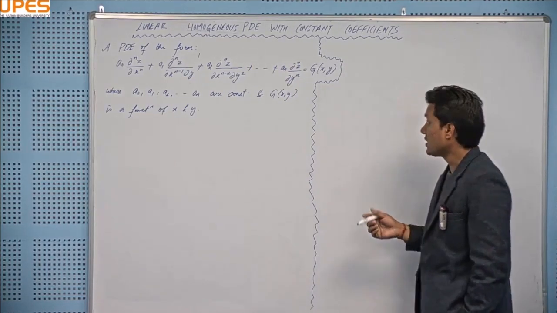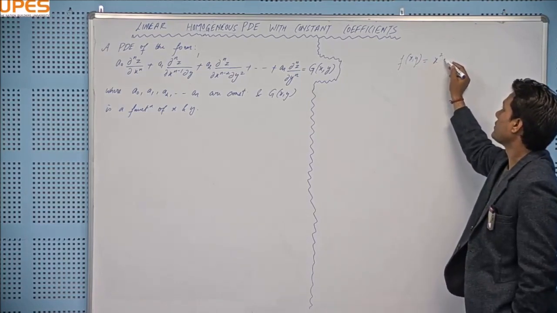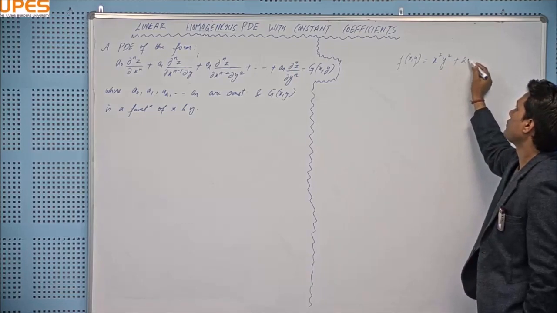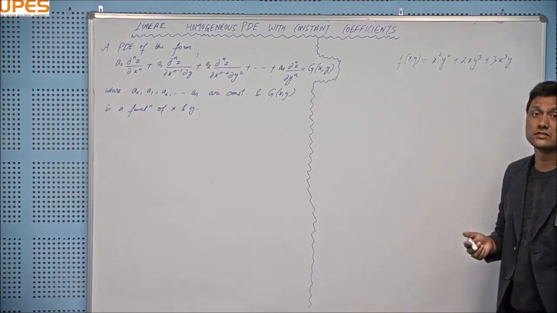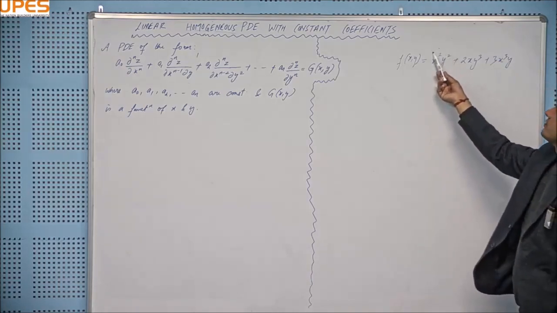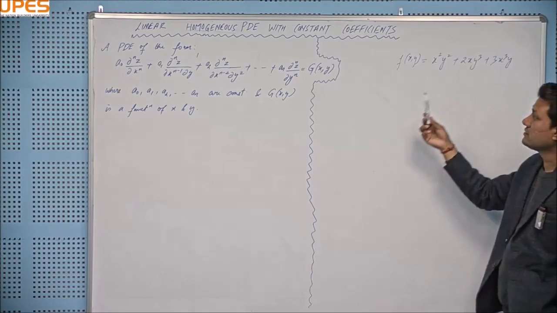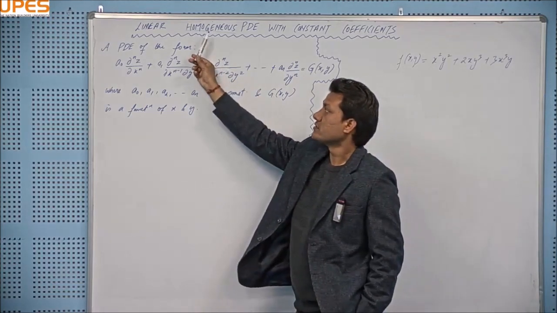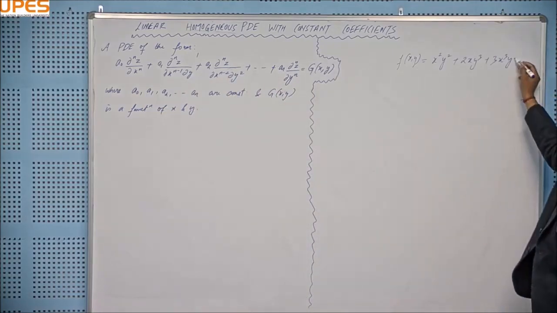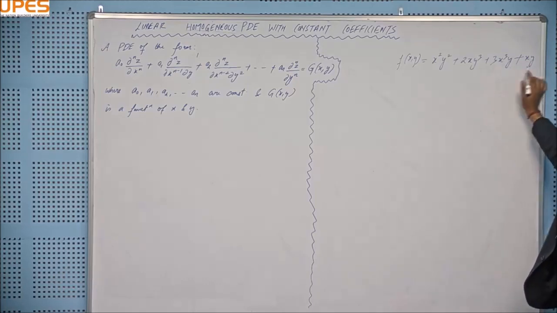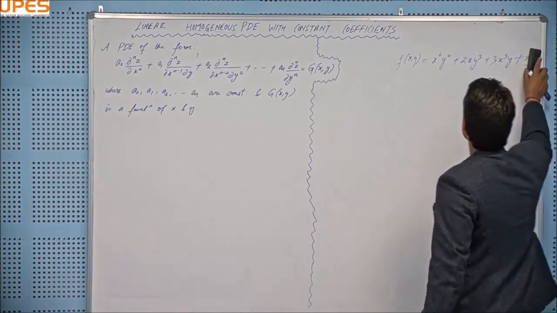You may think of a function like x squared y squared plus 2xy cubed plus 3x cubed y. We call it homogeneous because every term is of the same degree, degree 4. This is the idea behind calling this PDE homogeneous. But as soon as I write xy, it is non-homogeneous due to this term. So the word homogeneous is used in a different sense in the case of PDE.